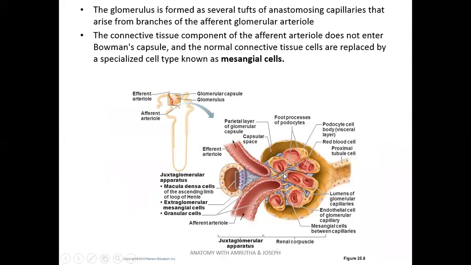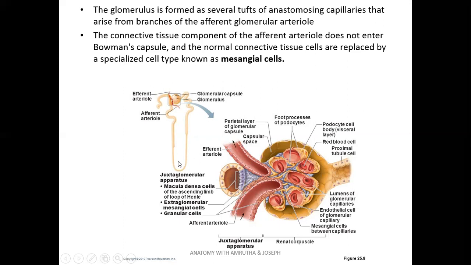Now let's see the connective tissue of the afferent and efferent arteriole and what happens to them when they enter into the Bowman's capsule. This is again a picture of Bowman's capsule and the glomerulus, outer layer of Bowman's capsule, and becoming inner layer covering the glomerulus, closely attached to the glomerulus, and again continuing as the parietal layer of glomerulus. I'm sorry, parietal layer of Bowman's capsule.